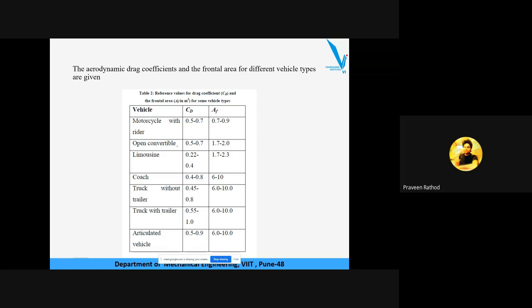We will stop here because I have a meeting at 3:30. So we will stop and continue in the next lecture. We will study these values: for which vehicle, what is the drag coefficient, and what will be the frontal area for some type of vehicle.